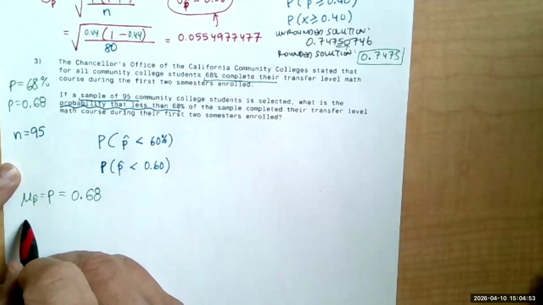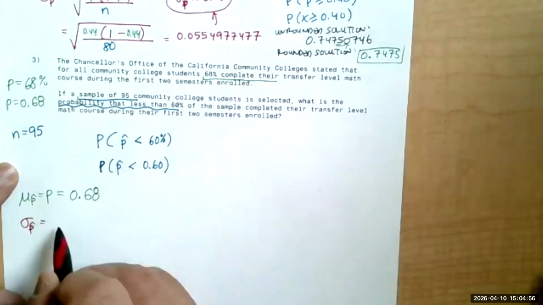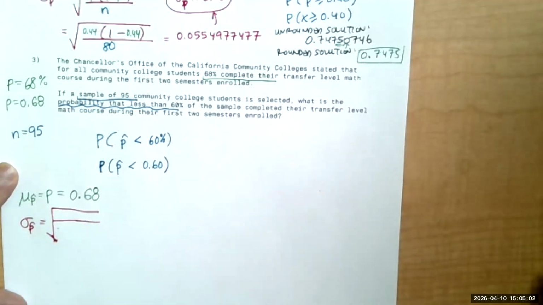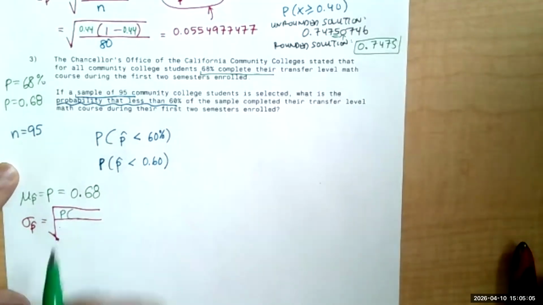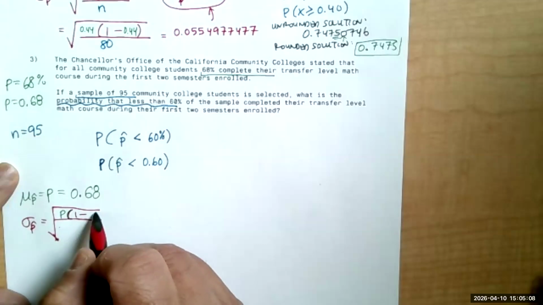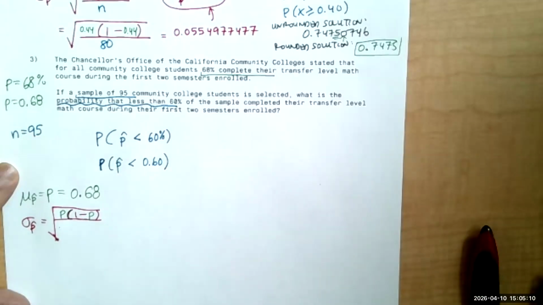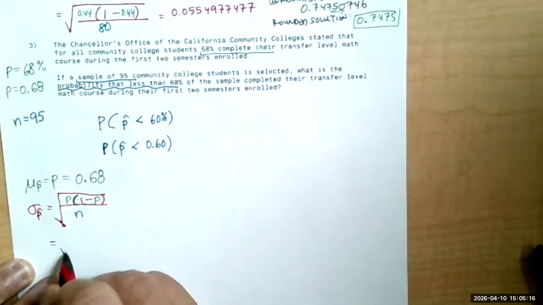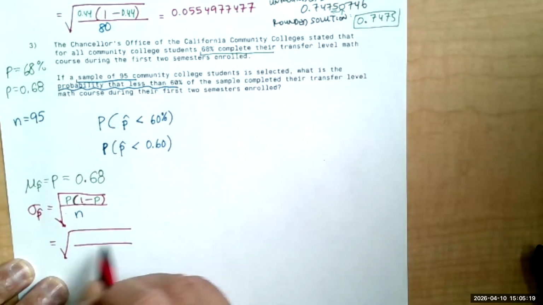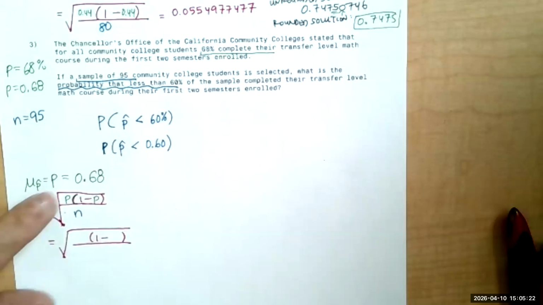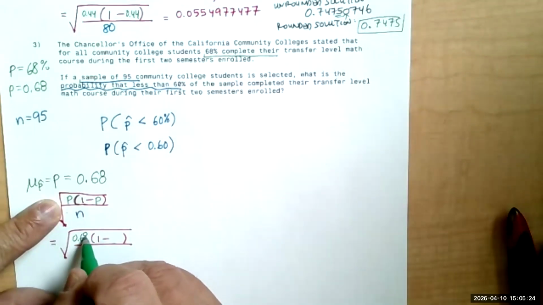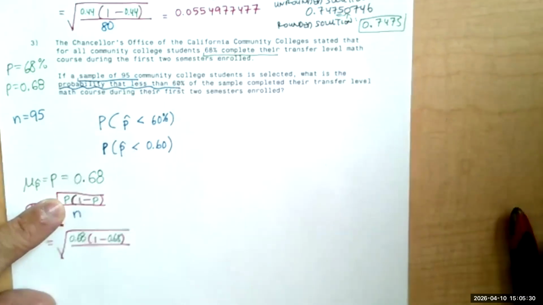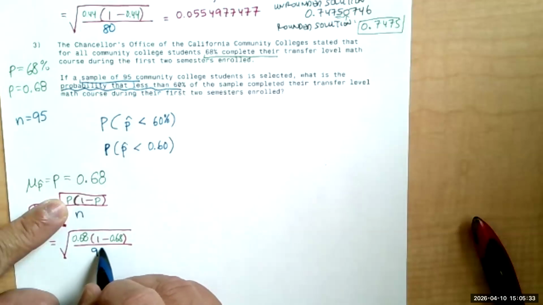Our standard deviation that we're going to adjust, sigma sub p hat, is that big square root with a fraction inside. Sorry, I know my writing is a little messy. It's p times 1 minus that proportion p, all over n, inside that square root. Putting in our values: population proportion 0.68 times 1 minus that 0.68, divided by our sample size, 95.